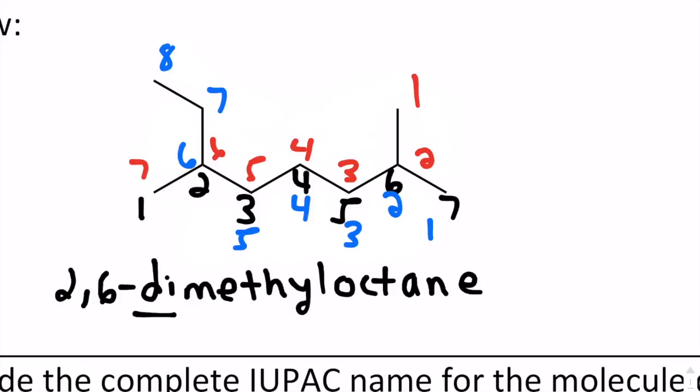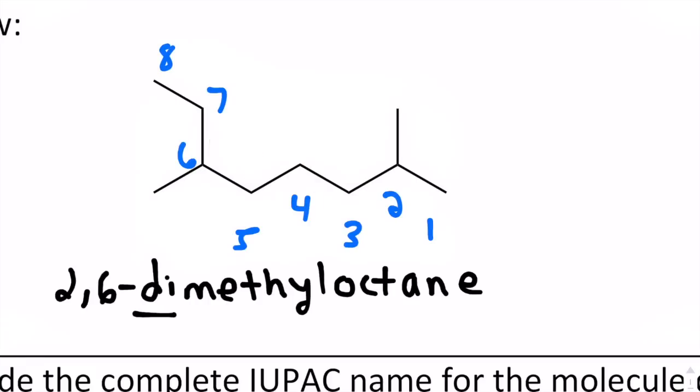Okay? So remember, we use the blue numbering scheme here because we got to 8 carbons. So just be cognizant of finding the longest carbon chain. So this was the numbering scheme: 1, 2, 3, 4, 5, 6, 7, 8. Okay?